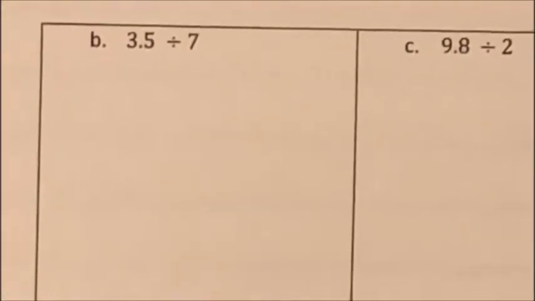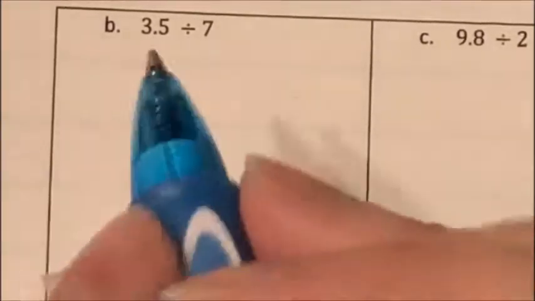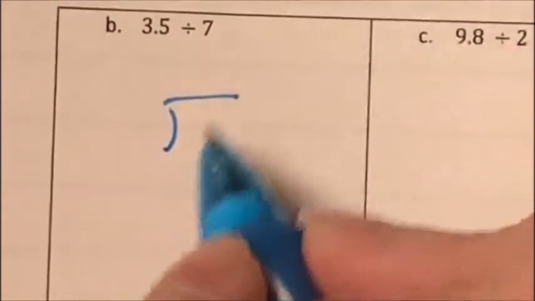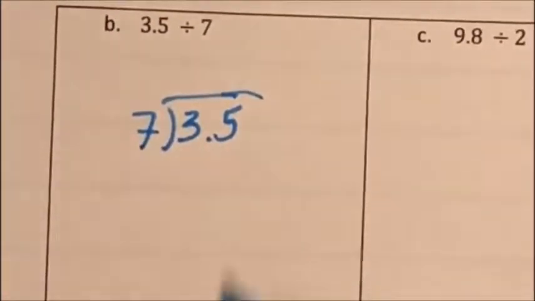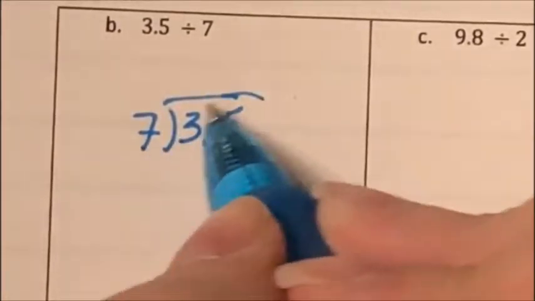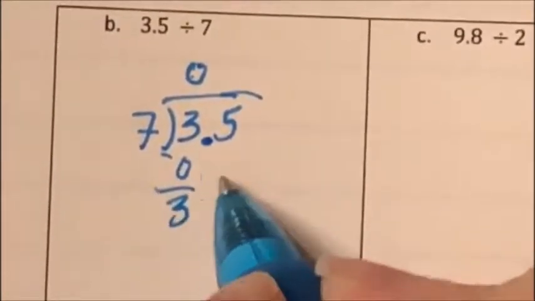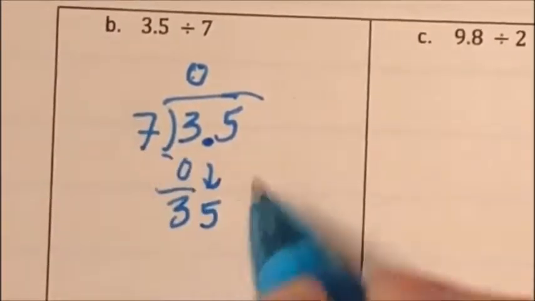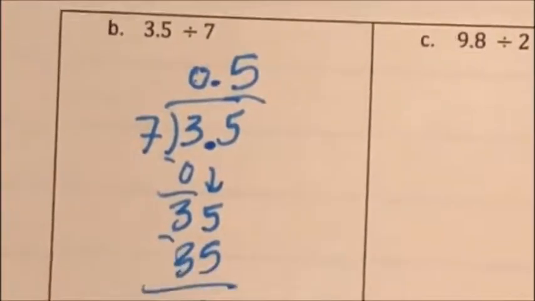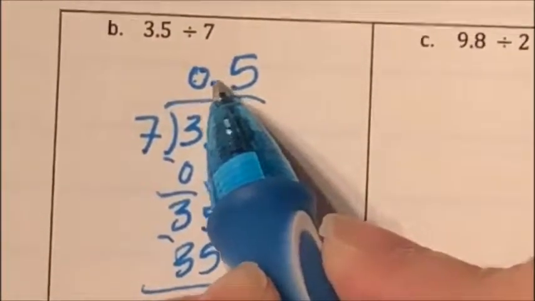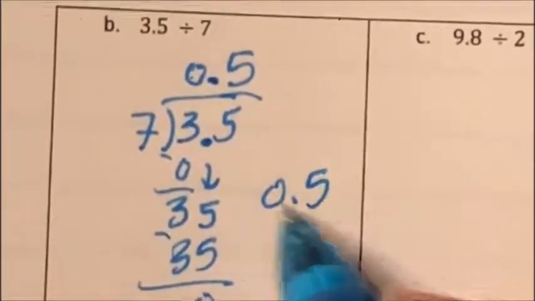Letter B says 3.5 divided by 7. So I'm going to take 3.5 divided by 7. Okay, 7 cannot go into 3, so I put a 0 there. I subtract, bring down my 5. 7 goes into 35 5 times. I subtract, I get 0. I bring up my decimal point, so my answer is 0.5.